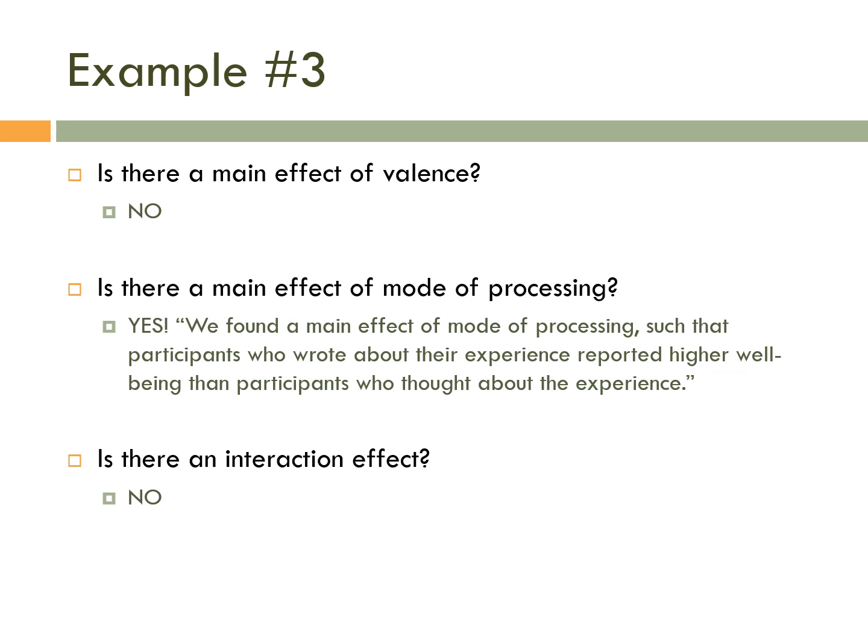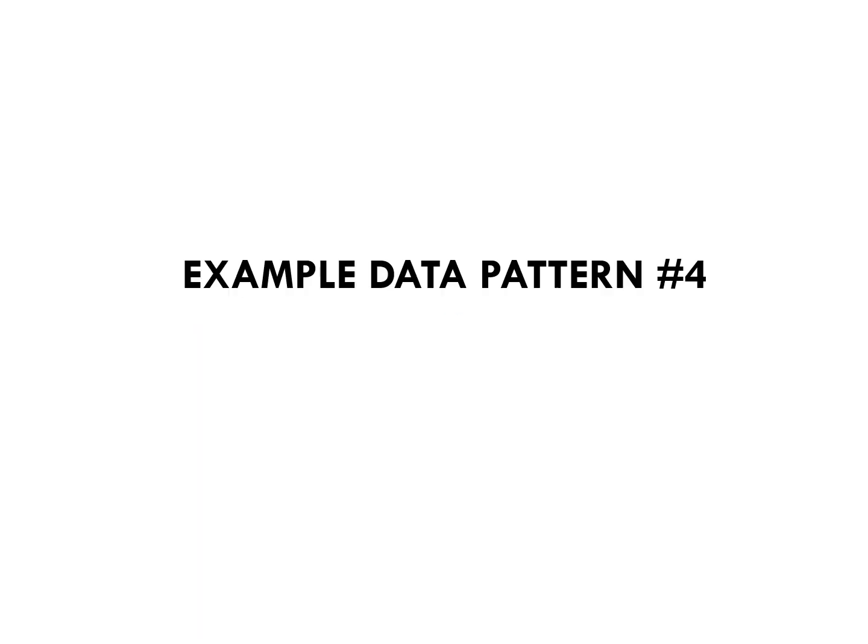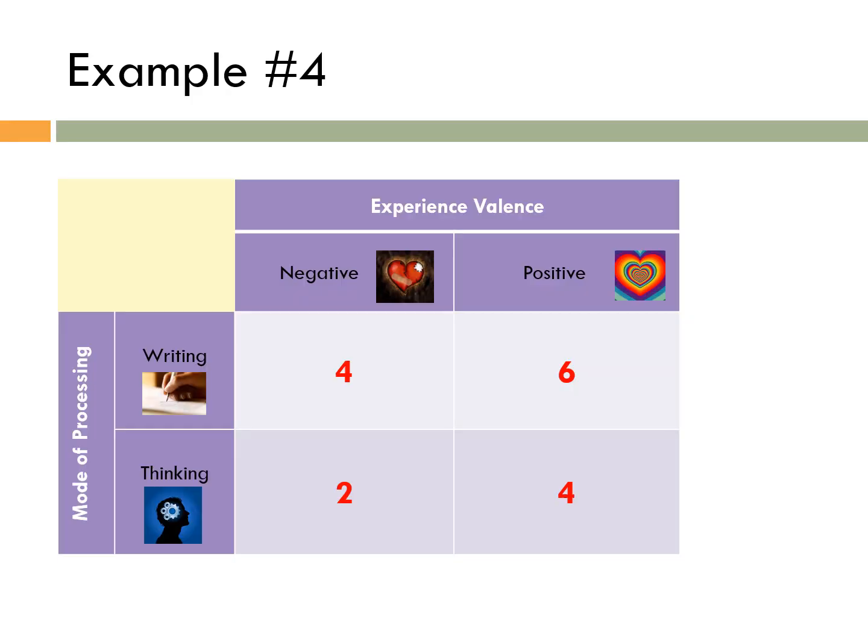So now we've seen 3 examples, one where there were no main effects at all, and then 2 where there was a main effect of one independent variable, but not the other. And in all 3 of these examples, there's been no interaction effect. So let's go on and see maybe an example where we do find an interaction effect. What does that look like? So here is example data pattern number 4. Well, here we have a lot of difference going on. We have 4 and 2, 6 and 4. We have different levels of well-being depending on the different combinations of mode of processing and experience.